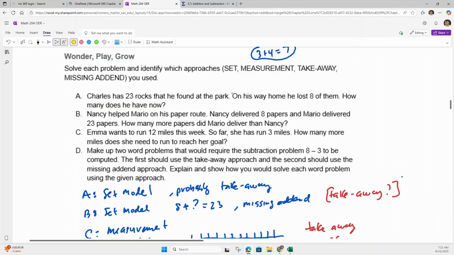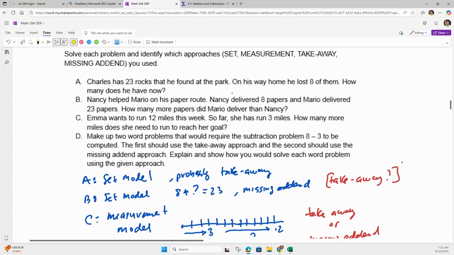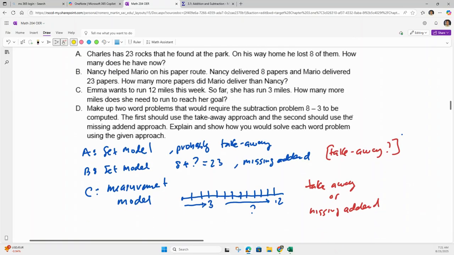Are they using objects? Are they imagining number lines? Or is the problem like a physical movement, which more overlays to measurement models, like running miles? So that seems like a measurement. But a student may see it as a set model, or how they solve problems. Are they taking away or are they adding on? And we don't know. We don't always know.